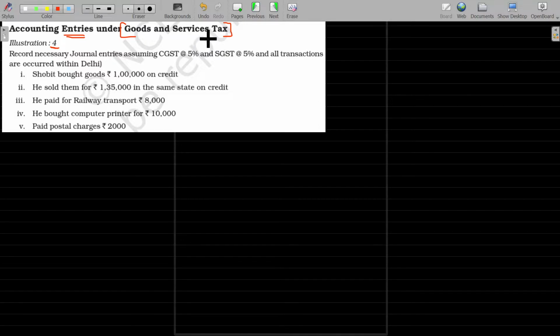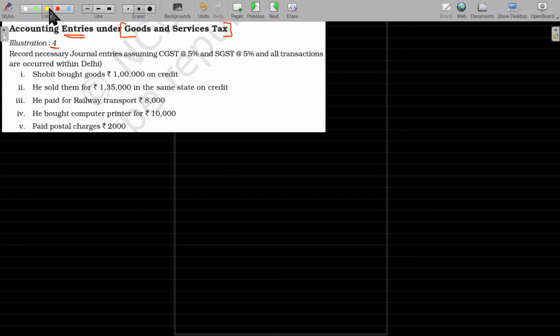Now you might have seen that when you pay for any purchases, you may pay for CGST and SGST, right? So always remember 50-50. 50% of revenue collected by way of taxes is for the central government, another 50% is collected for the state government. So those will be called central goods and services tax, and another one is state GST.